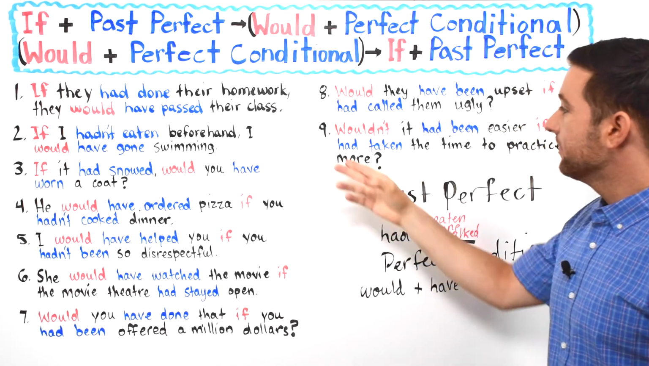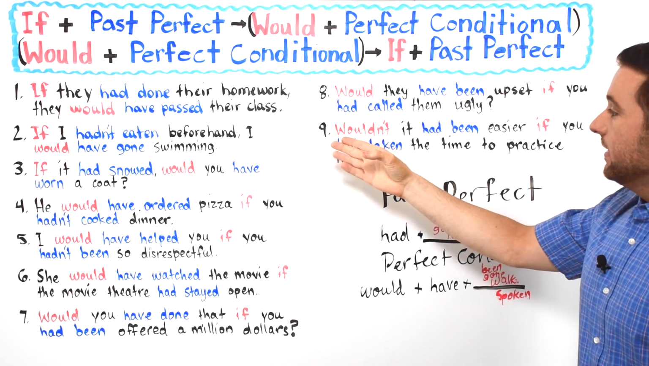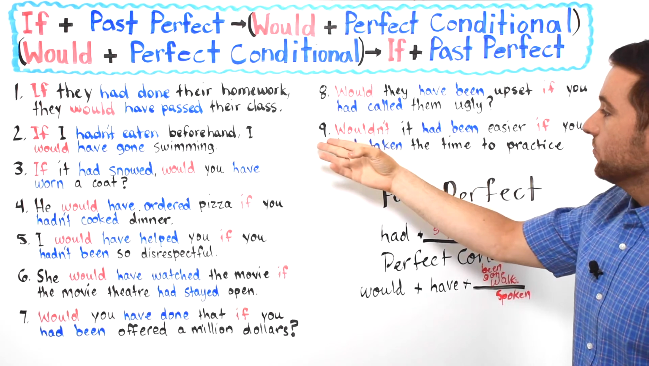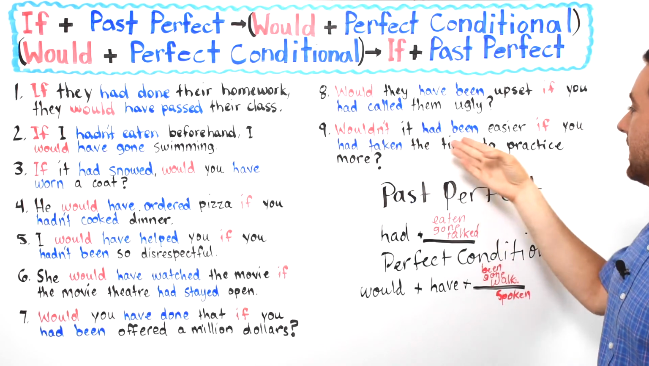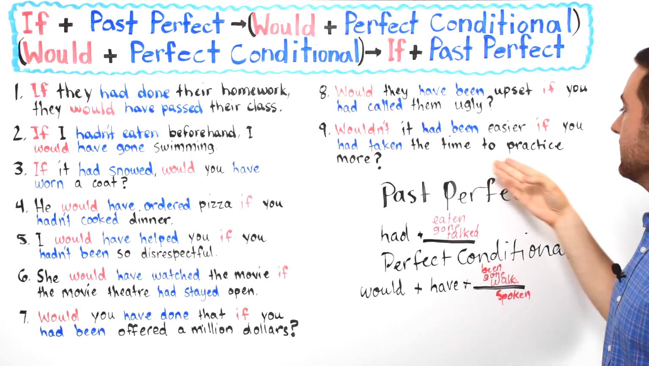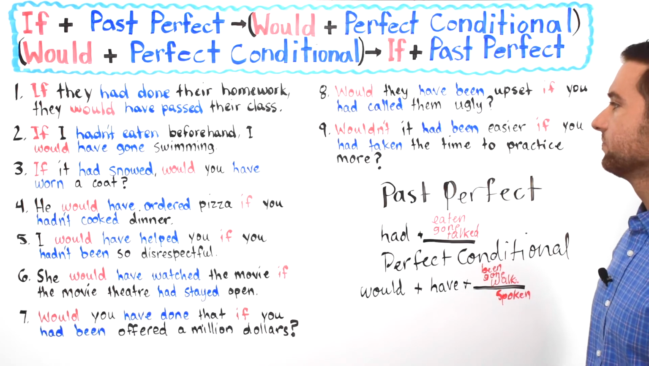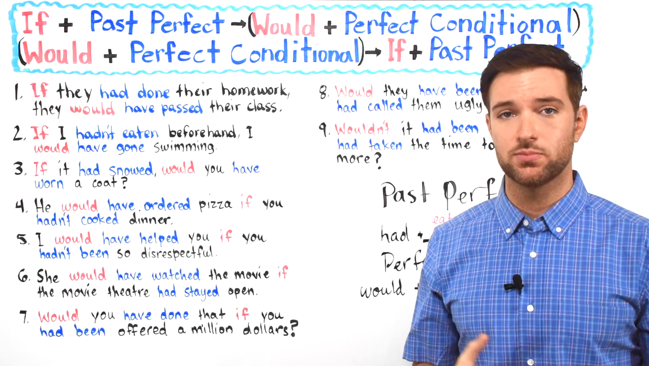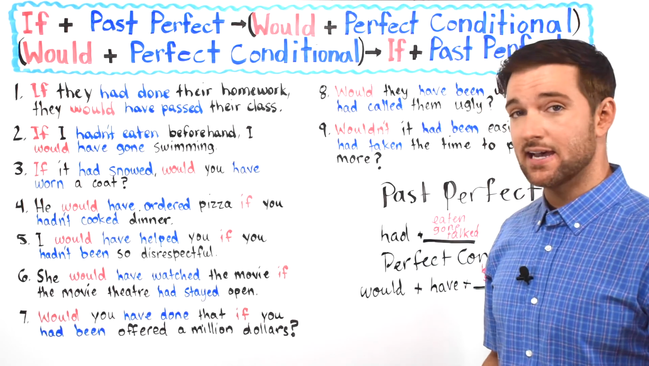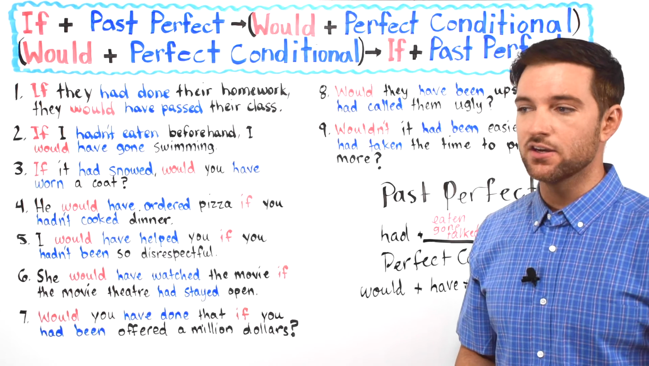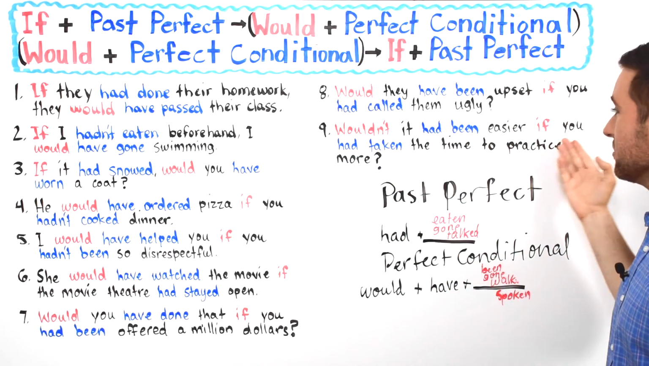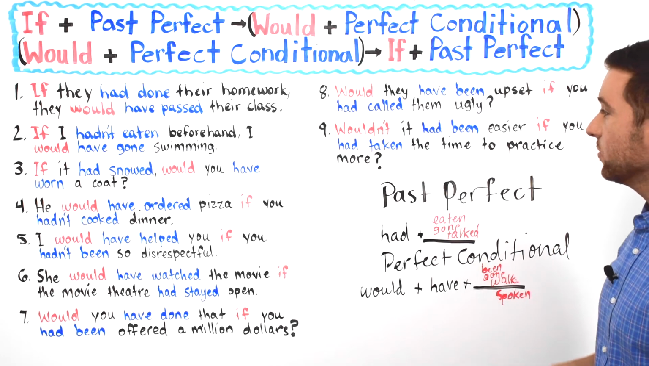Okay, finally we have number 9, and we're going to use wouldn't. Okay, so wouldn't it have been easier if you had taken the time to practice more? Maybe you're not good at something like playing the guitar or playing the drums or playing the violin. Somebody's asking you, hey, look, you're not doing so great right now. Wouldn't it have been easier if you had taken the time to practice more?